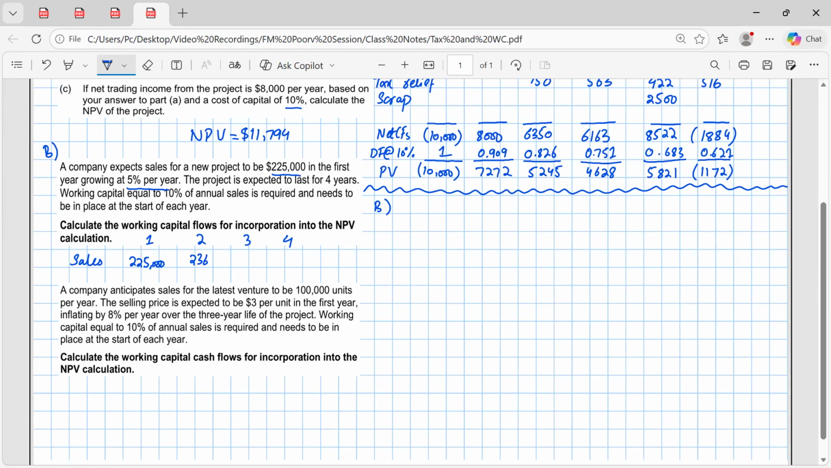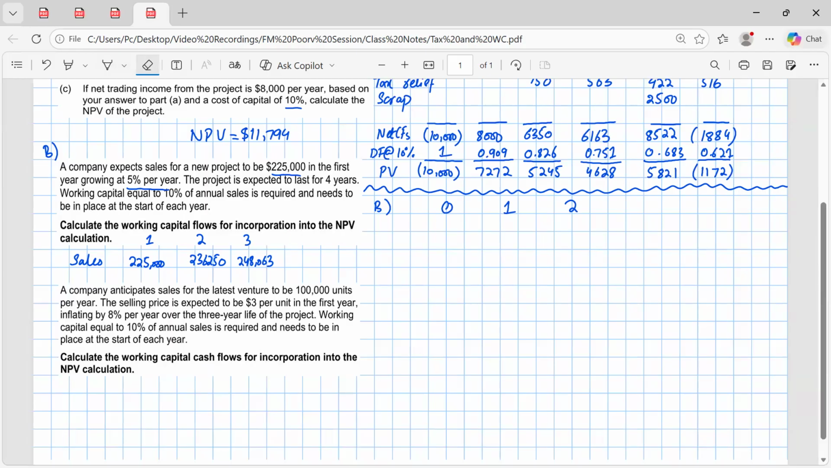236,250. For year three, no, you have to grow it by 5%. 248,062.5, so 248,063. And for the last year, 260,465.6, so 260,466. Okay.